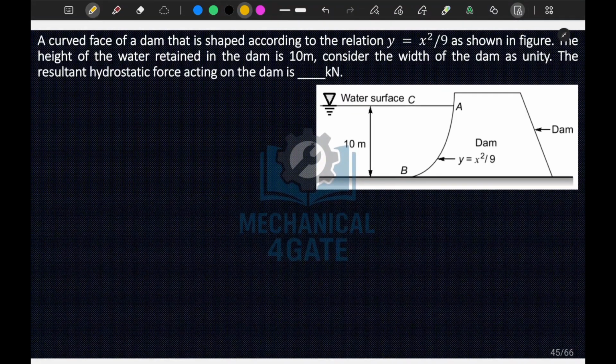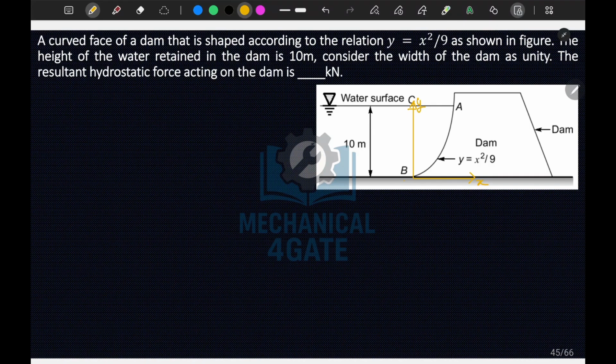So curved surface of dam is shaped according to the relation y is equal to x square by 9 as shown in the figure. The height of the water retained in a dam is 10 meter. Consider the weight of the dam to be unity. The resultant hydrostatic force acting on the dam is. Okay, so we have to calculate both horizontal and vertical forces here, because this is a curved surface example. So let's consider this to be origin at this point, this axis to be y, this axis here to be your x.